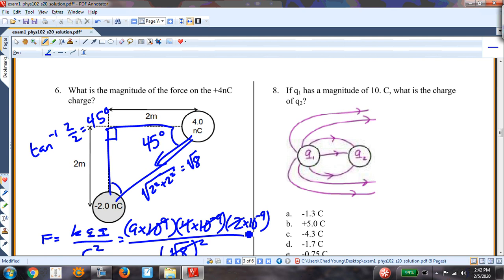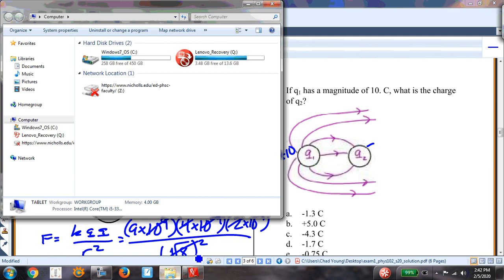Q1 has a magnitude of 10 coulombs. It's going to be plus 10. Then Q2 I know has to be negative.